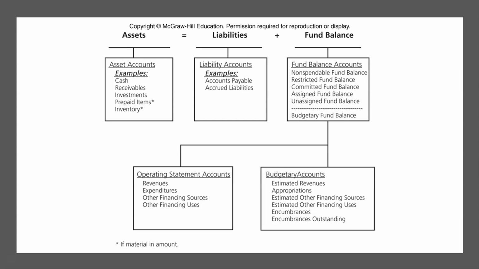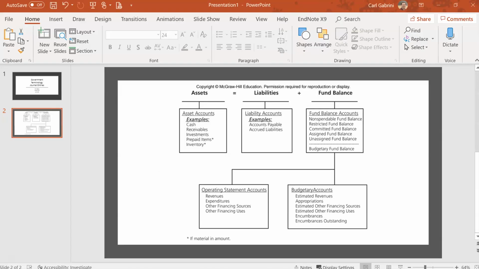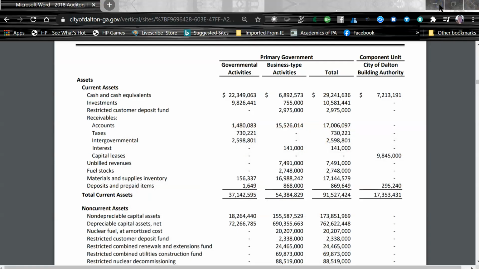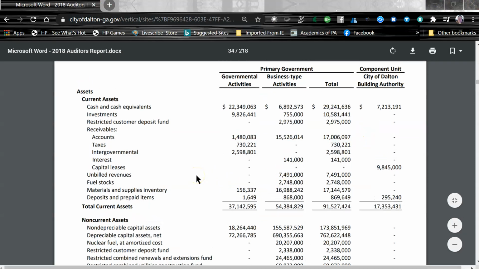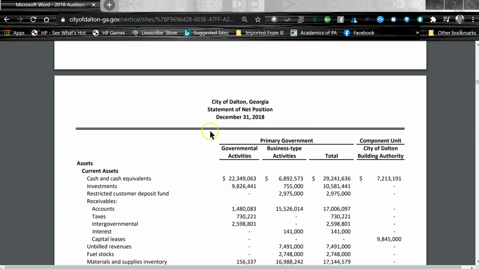Now, what I would like to do is move from this presentation to the financial statements for the city of Dalton. So I go to their 2018 statement of net position. Again, the statement of net position is the equivalent of the balance sheet. This is at the government-wide level.